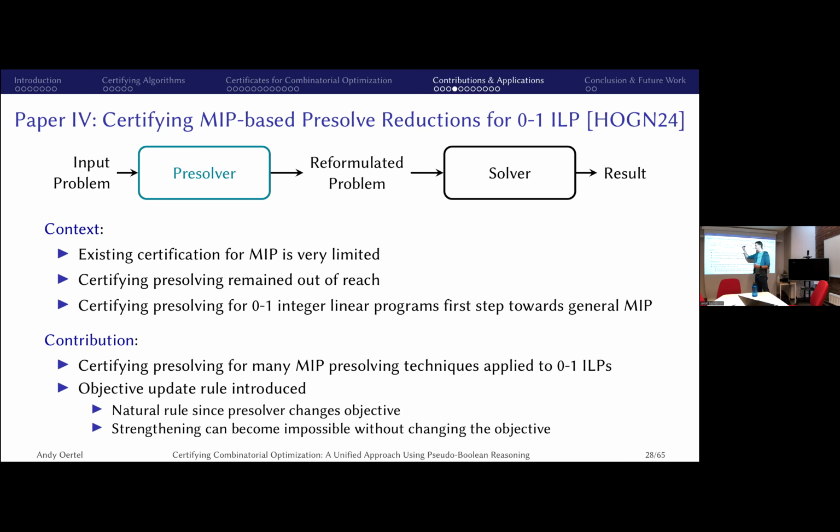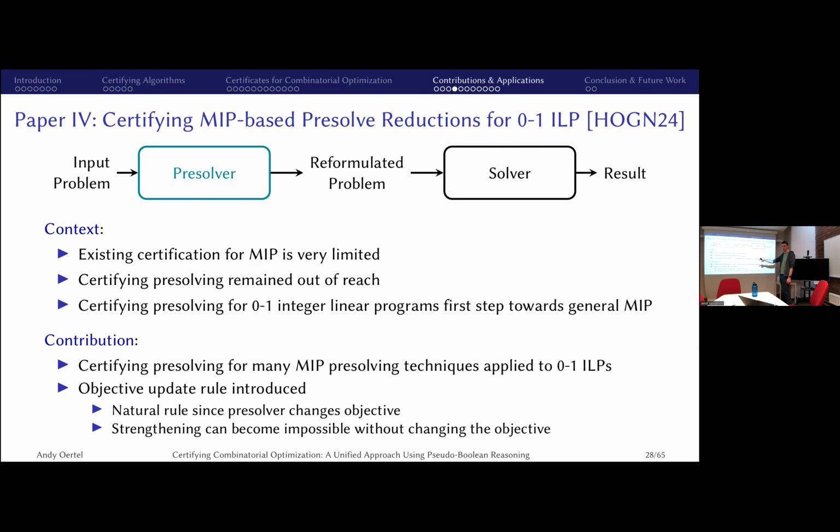And in this paper, we introduced this objective update rule, which feels very natural because the pre-solver changes the objective, so there should also be a rule to do this in the proof system. But it also became necessary because the substitutions that we give for strengthening depend on the objective. And so without changing the objective, it became impossible to give the substitutions required for the strengthening.